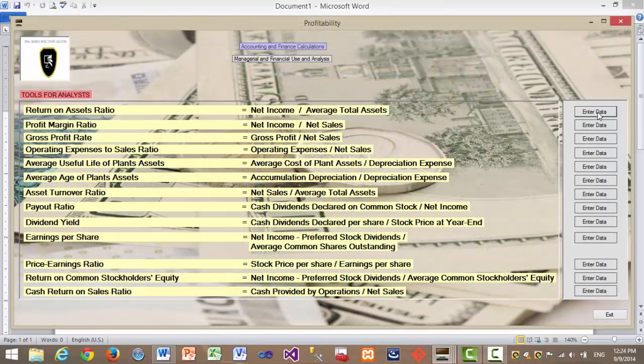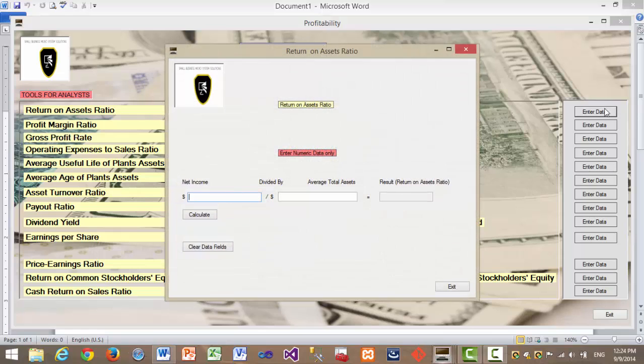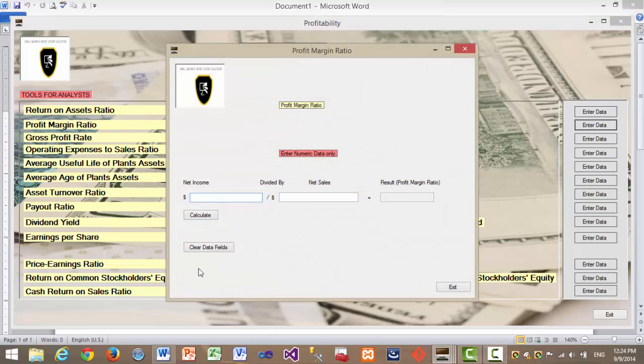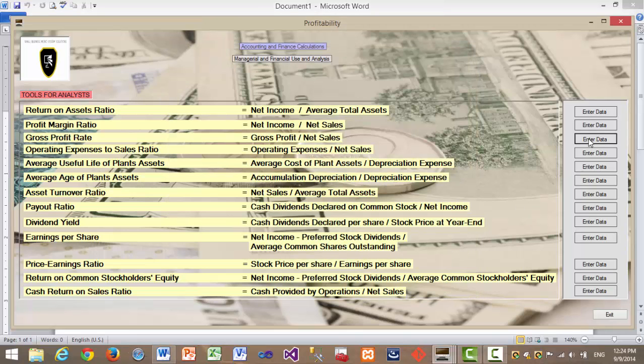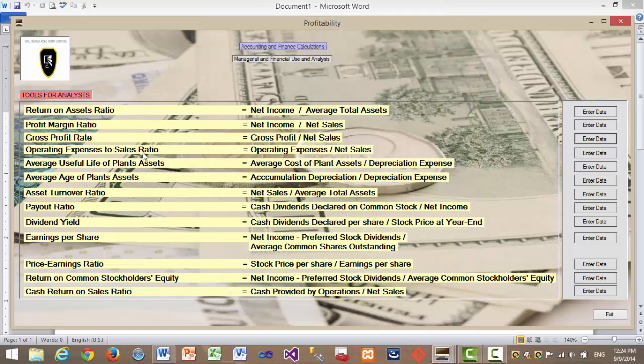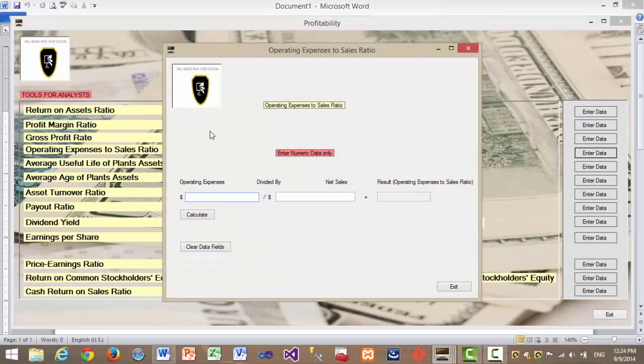Profitability. Okay, we have return on assets ratios. These formula calculations consist of net income divided by average total assets. Profit margin ratio is net income divided by net sales. It gives you your profit margin ratio. Gross profit rate is gross profit divided by net sales. It gives you your gross profit rate. Operating expenses to sales ratio is your operating expenses divided by net sales.